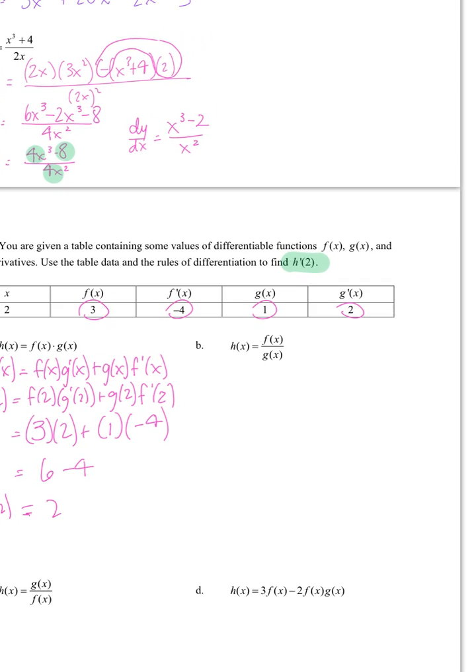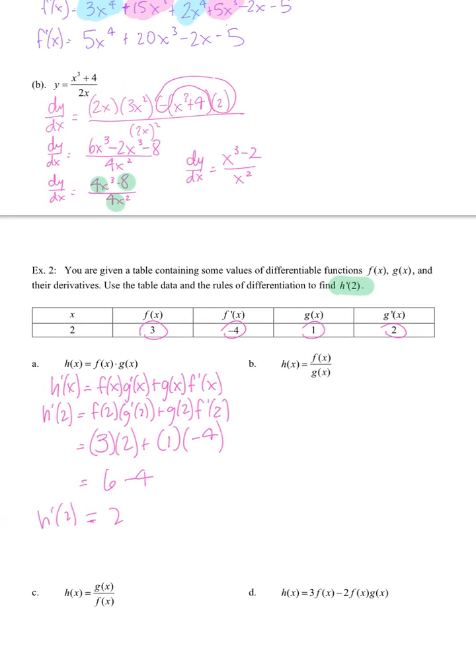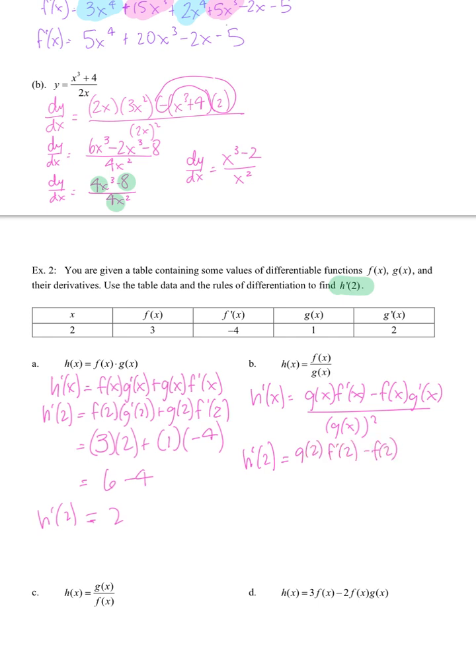All right, let's try this with B. Same sort of situation. Let me erase some stuff that's in the way there. Okay, so this one I'm using the quotient rule. So low D high minus high D low, square the bottom, and away we go. All right, so now I'm just going to be putting 2's in for all of those, right? So G of 2, F prime of 2, minus F of 2, G prime of 2, all over G of 2 squared.